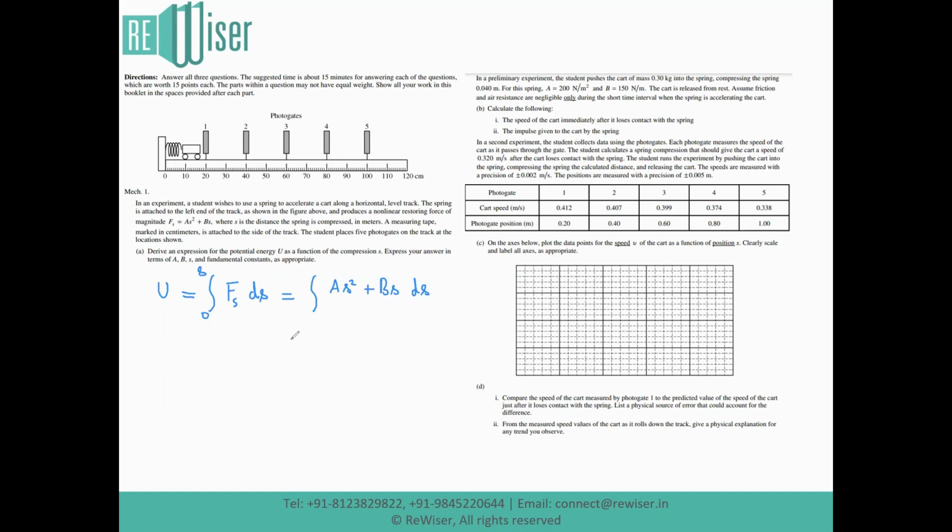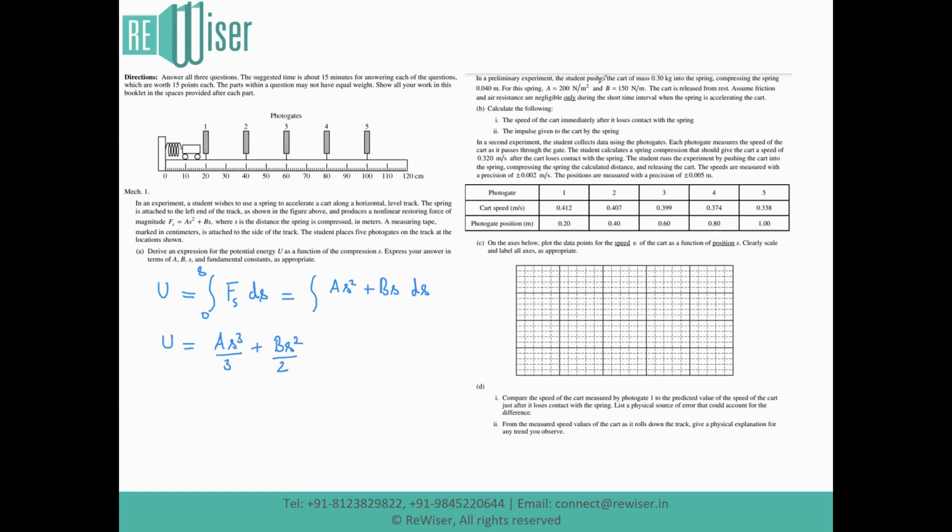The integral of x to the power n is x to the power n plus 1, divided by n plus 1. So using the same, you get U equal to a times s cubed by 3 plus b times s squared by 2. Now, moving on to the next part.